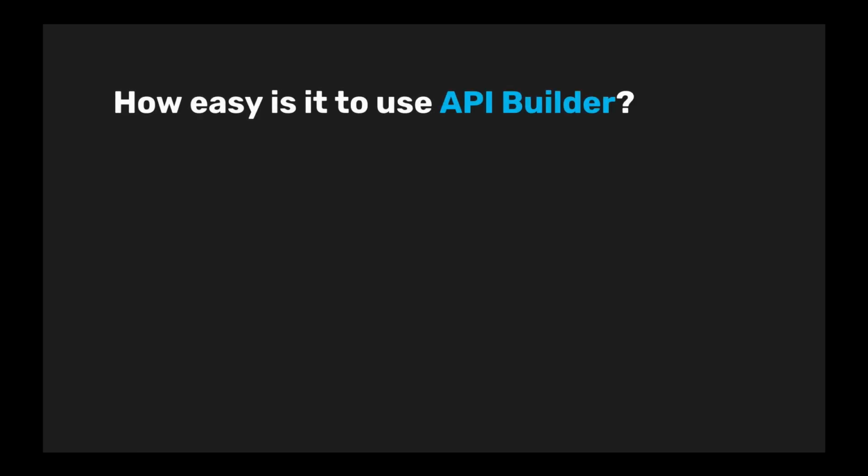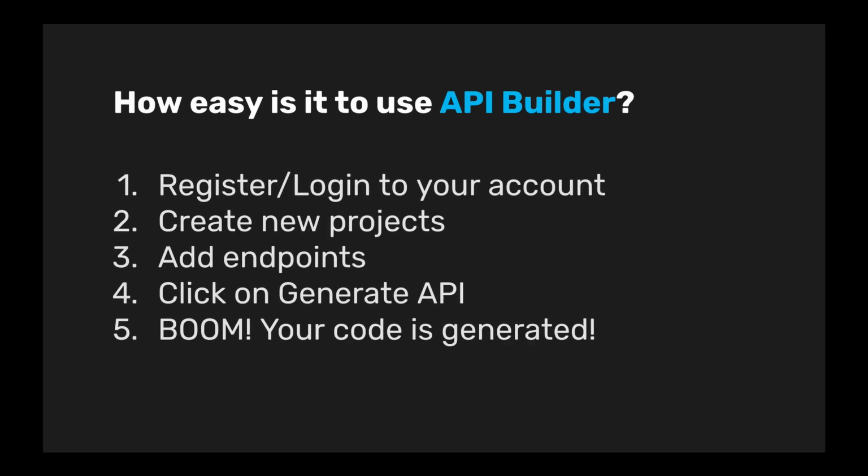So how easy is it to use API Builder? It's actually very simple. You just have to register or log into your account, create new projects, add endpoints, and click on Generate API, and then boom, your code is generated and is ready for you to download.